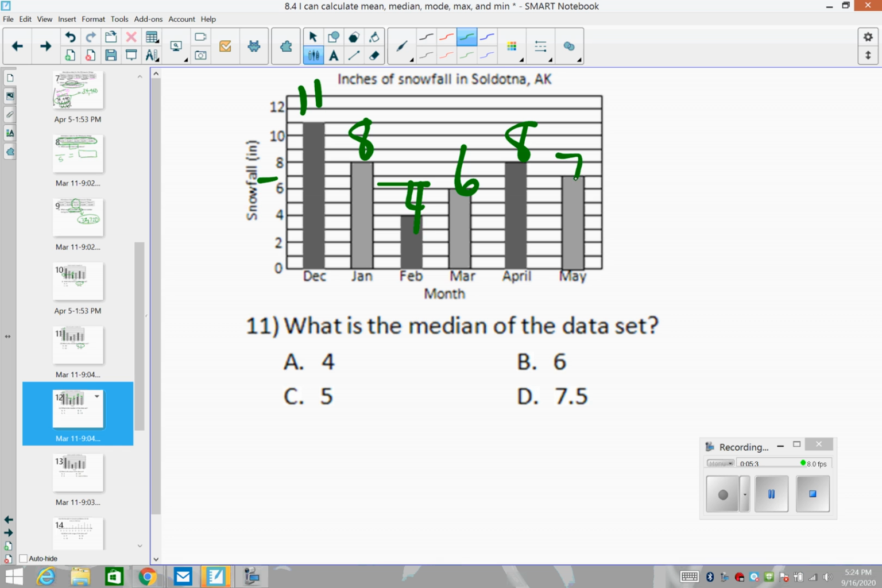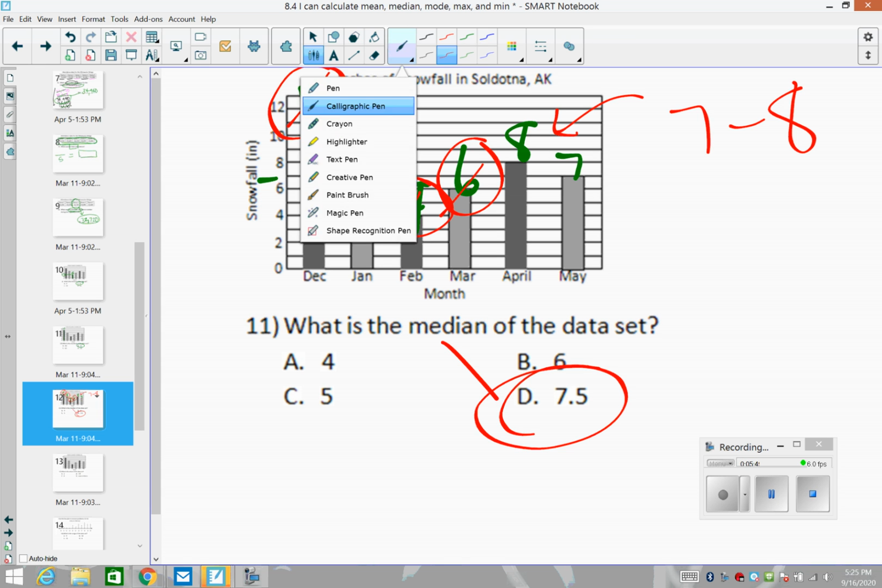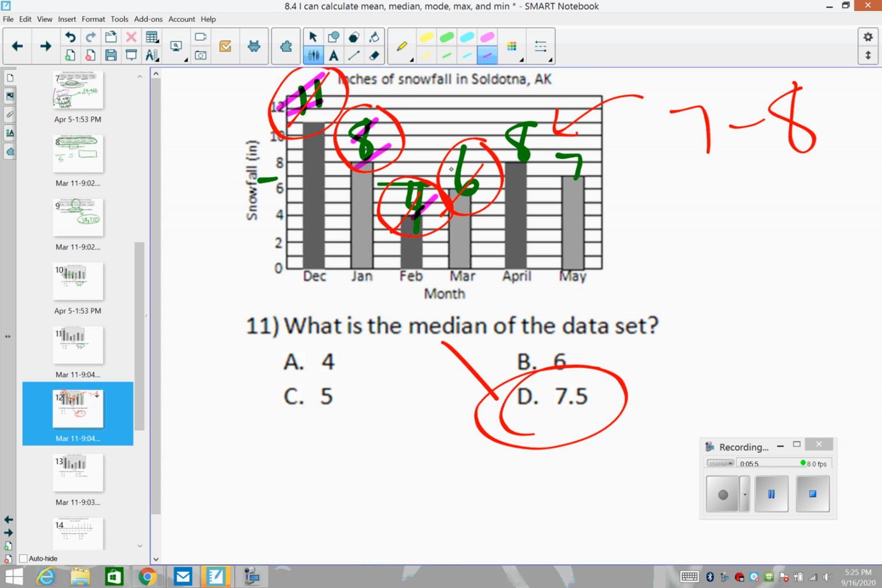Okay, so now the median works the same way now that I have those values. So there's my least and there's my greatest. So the median is somewhere between 7 and 8. So the median then would be 7.5. But first what I need to do is get the data from each of these bars, then put them in order from least to greatest.